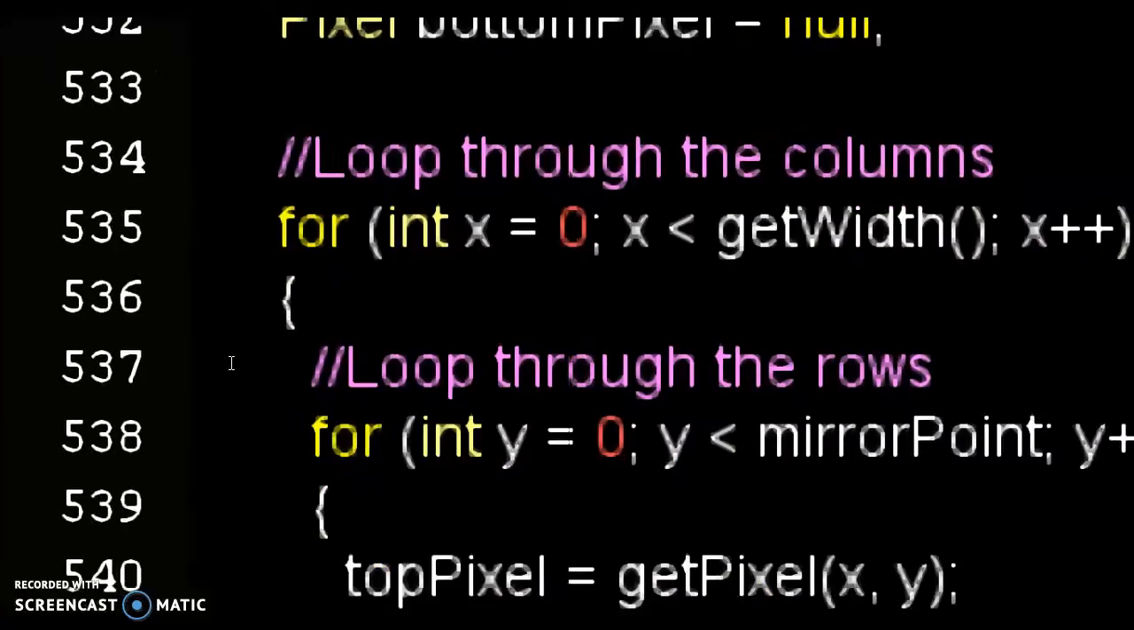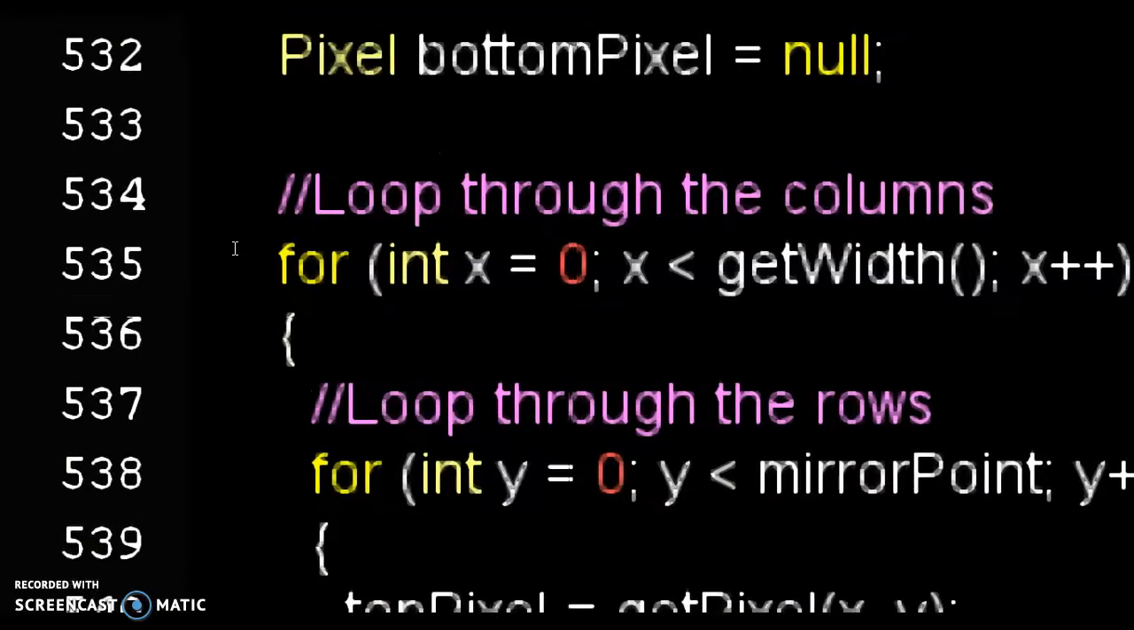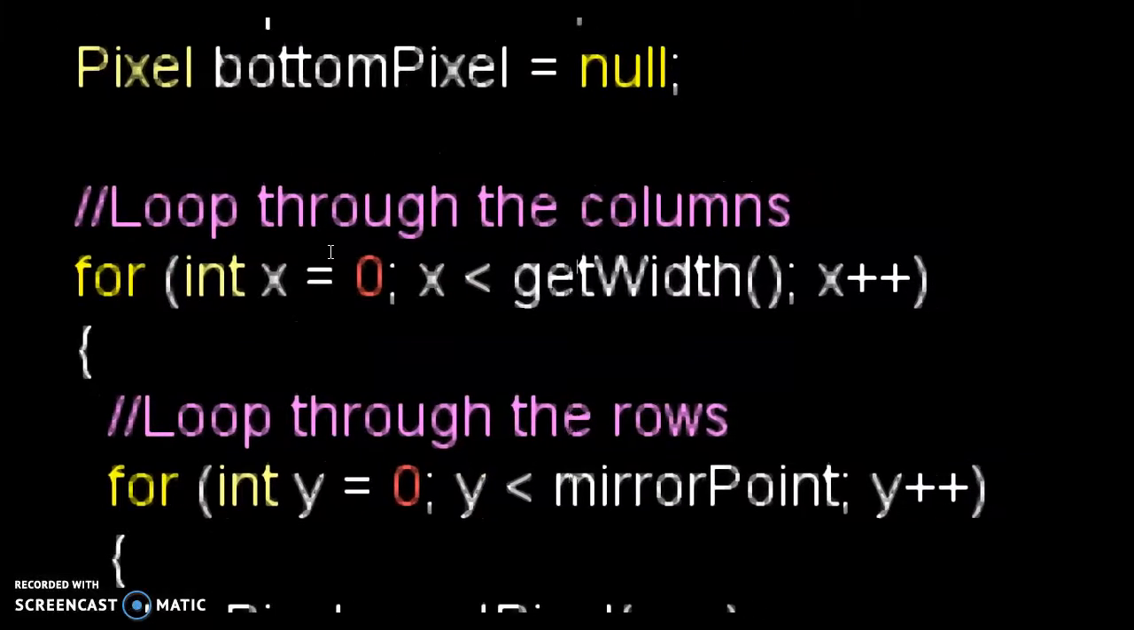Now we begin our first for loop on line 535. We write for int x equals 0, x is less than get width, x plus plus. So this is stating that we start out with our x value being 0, and for as long as x is less than our width, we want our for loop to continue executing. X plus plus means for each time the loop executes, increase the x value by 1. This is how our loop is going to loop through each of our columns.